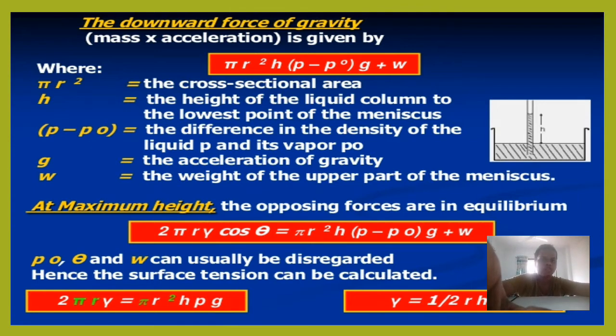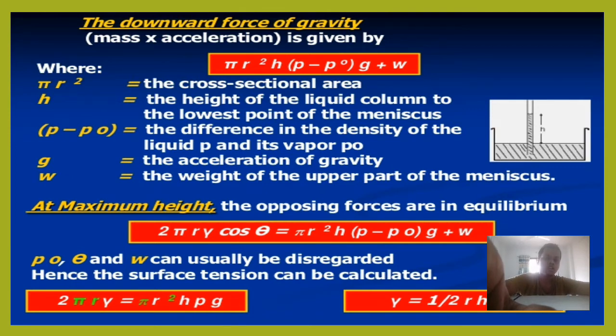Here pi r square is the cross sectional area, h is the height of the liquid medium, and rho minus rho 0 is the density difference between the liquid and the vapor. So the density of the liquid is rho and that of the vapor is rho 0. g is the acceleration due to gravity, and W is the weight of the upper part of the meniscus of the liquid. So this is the downward force exerted due to the acceleration due to gravity.